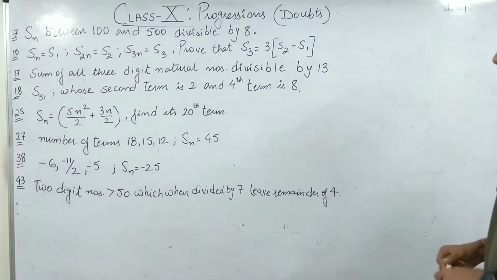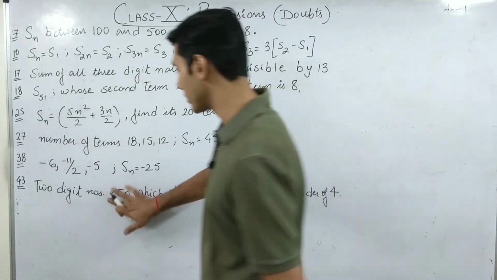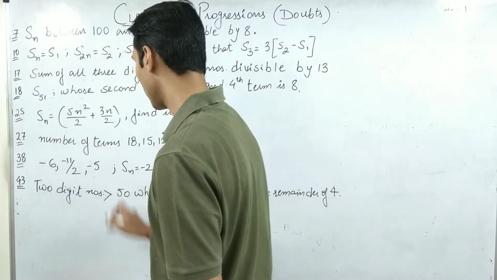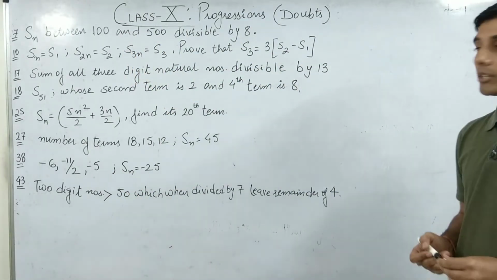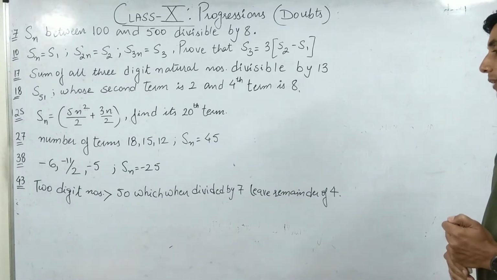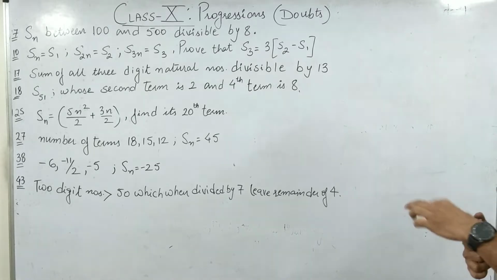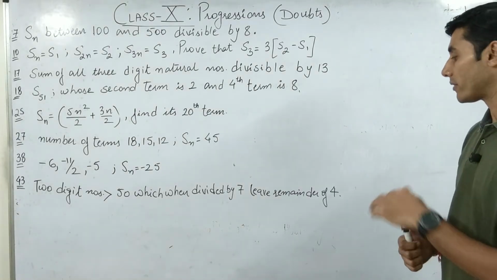Question number now 43. 2-digit numbers which should be greater than 50. It's not 750, it's greater than 50. Okay, they are asking you 2-digit numbers which should be greater than 50, which when divided by 7 leave remainder of 4. I forgot to write whether it was a sum or to find the numbers. Let's see, how many 2-digit numbers which are greater than 50, which when divided by 7 leave remainder 4.